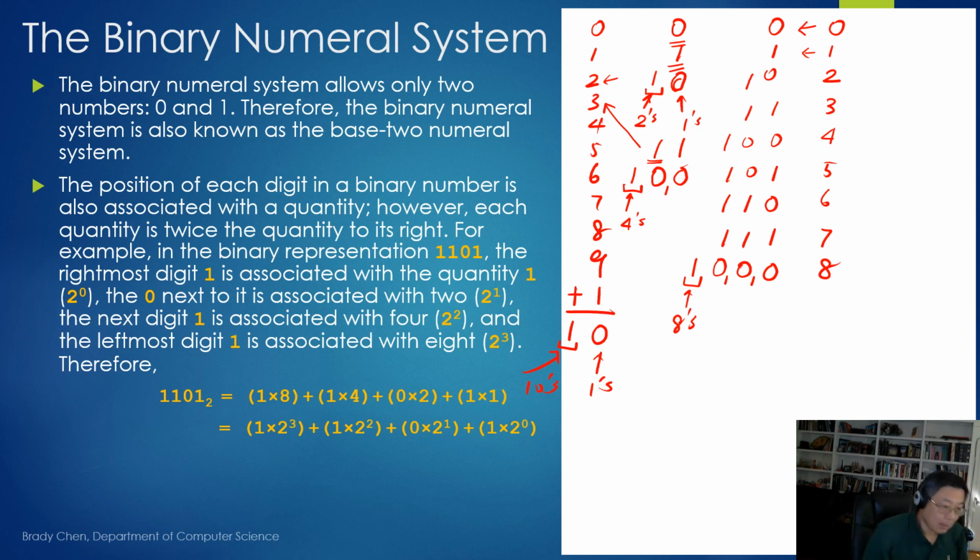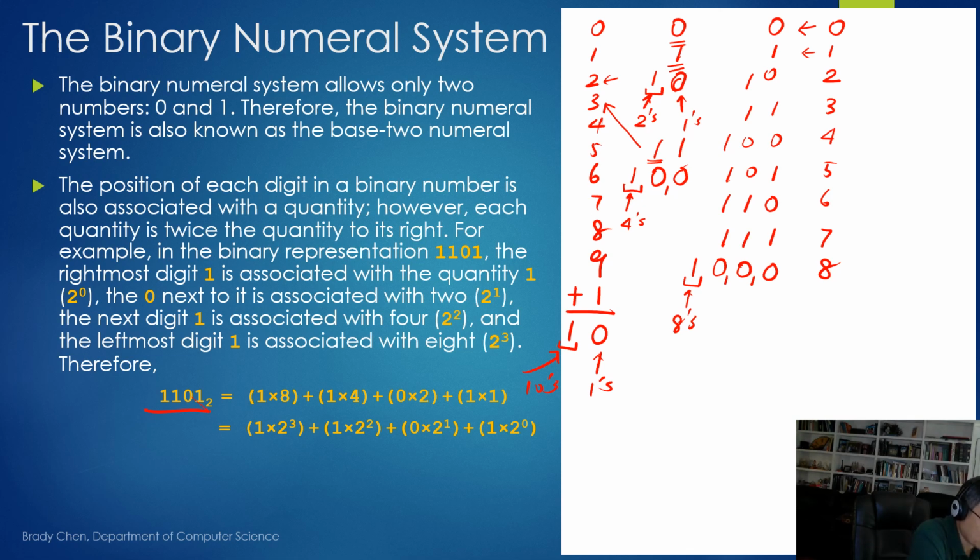Now, let's take a look at another example. 1101 for the binary number. Now remember, for a binary number, the position of each digit in the binary number is also associated with a quantity. Unlike the decimal numeral system, where the quantity is 10, in the binary numeral system the quantity is 2. So that means each quantity is twice the quantity to its right.